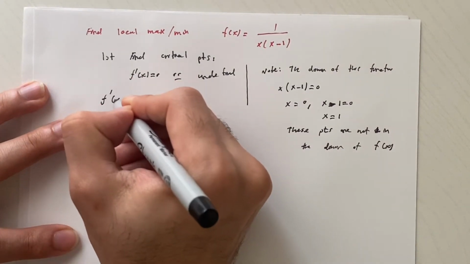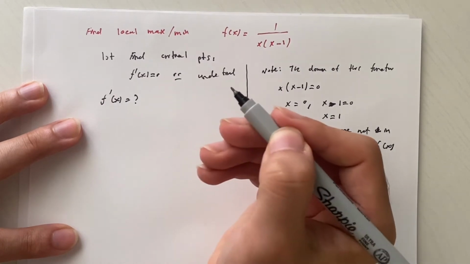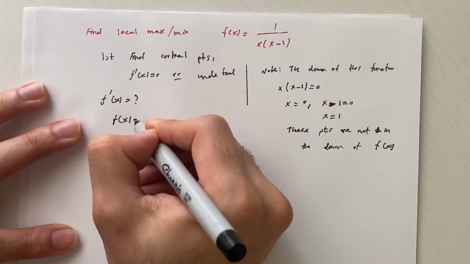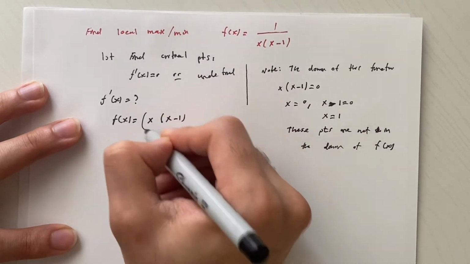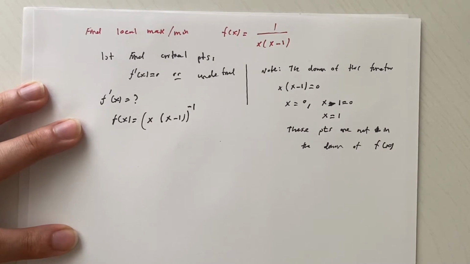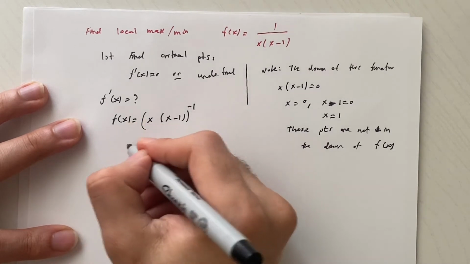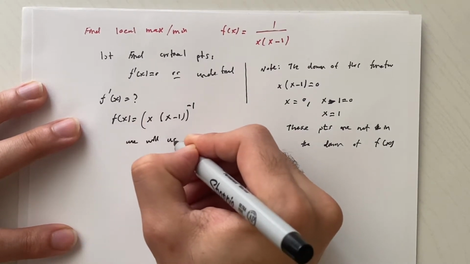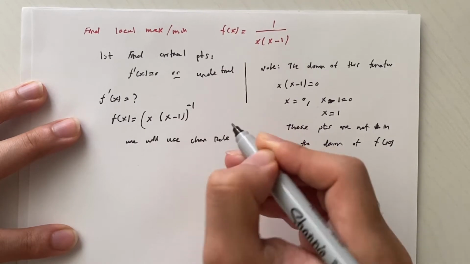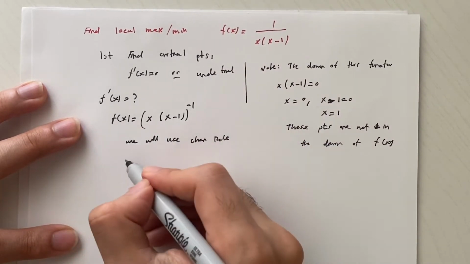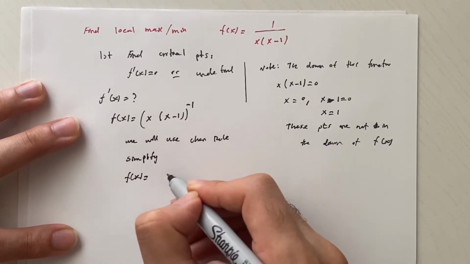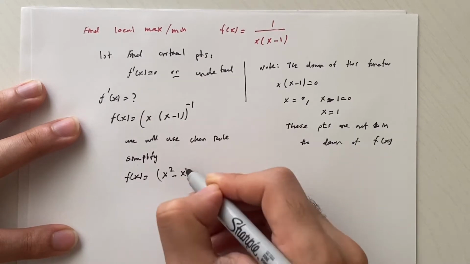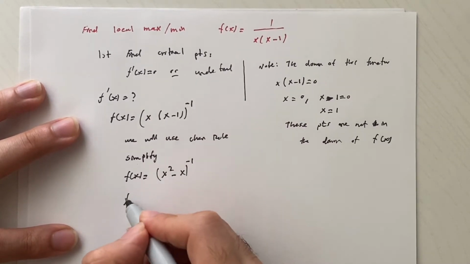So we take the derivative first of our function. The function can be written as x multiplied by (x minus 1) all to the power minus 1. Here, to take the derivative, we can use the chain rule. But first we can simplify. I'm going to multiply the x into the parentheses. So that's going to be (x squared minus x) to the power minus 1.